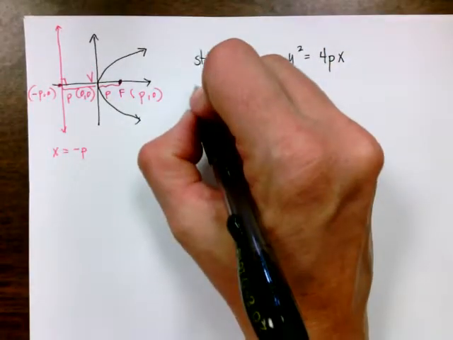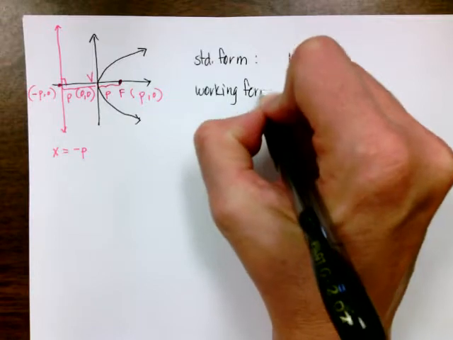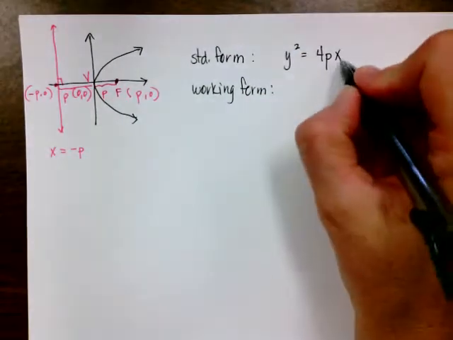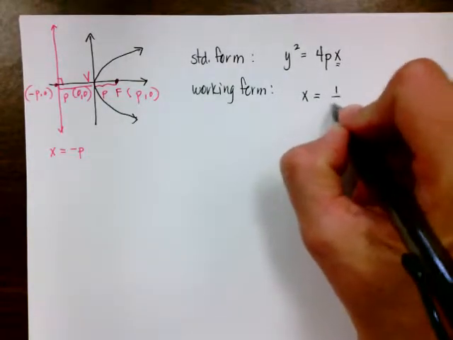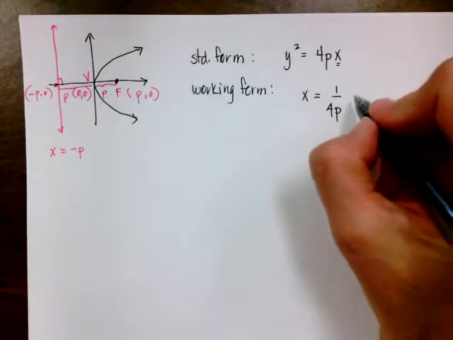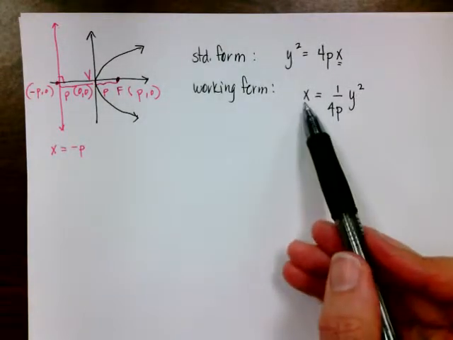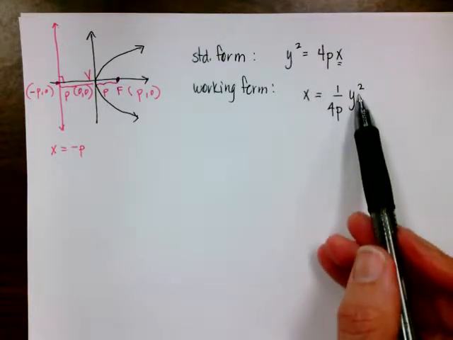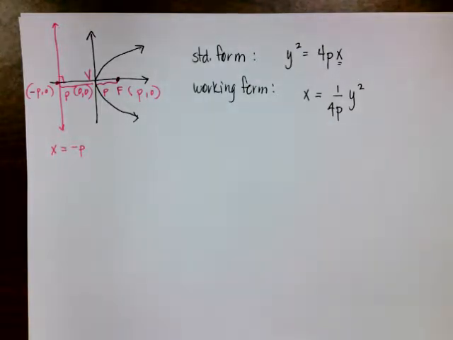Okay, and then I'm going to write the equation manipulated. I'm going to call it the working form because I don't know what else to call it. And I'm going to rewrite the equation solving for x. So I'm going to get x is equal to 1 over 4p times y squared. All right? Anytime you have an equation where one of the variables is to the first degree and the other is to the second degree, if it starts with an x and the y is squared, then we know that that's a parabola that's turned to the right.